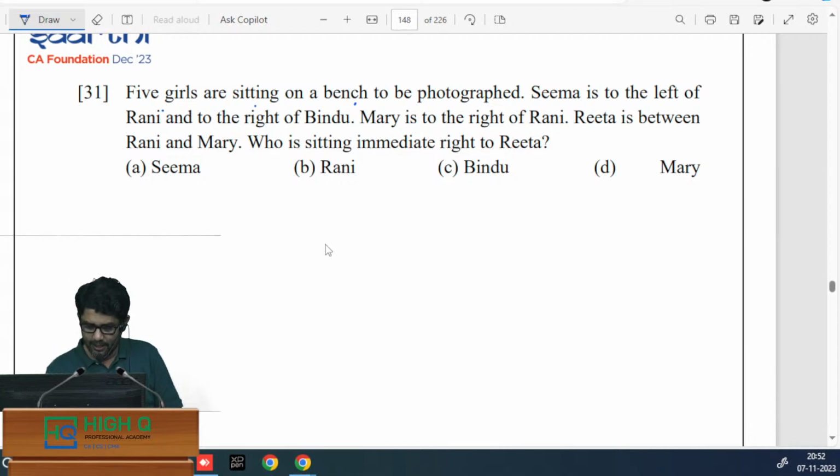Five girls are sitting on a bench to be photographed. Seema is to the left of Rani, and to the right of Bindu.